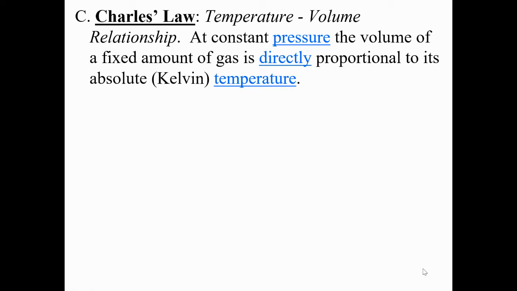So Charles' law relates temperature and volume, and it says that at constant pressure, the volume of a fixed amount of gas is directly proportional to its Kelvin temperature. Directly proportional means that as one goes up, the other goes up. And another important note is it's the relationship between temperature in Kelvin. The relationship is not valid if we use the temperature in Celsius.